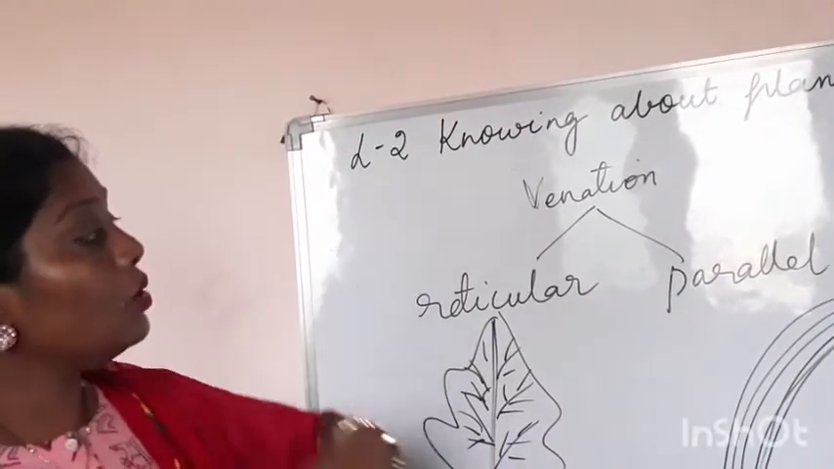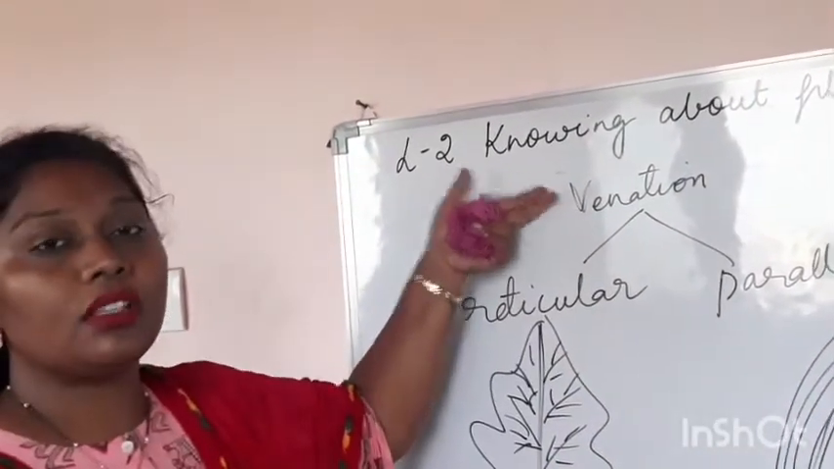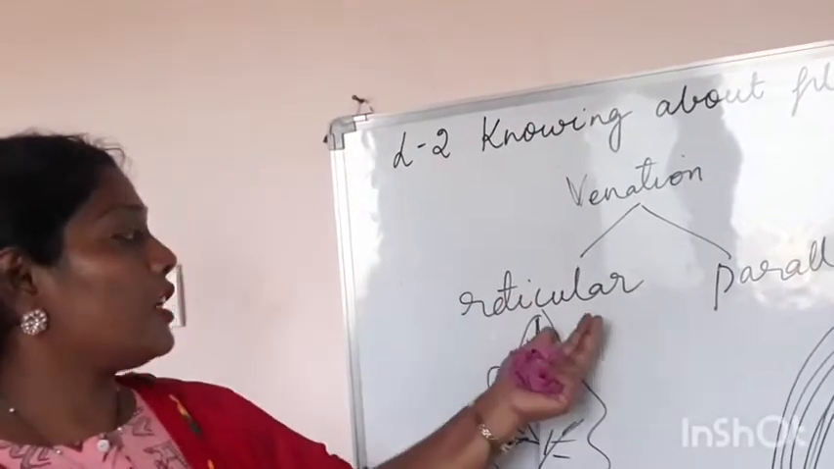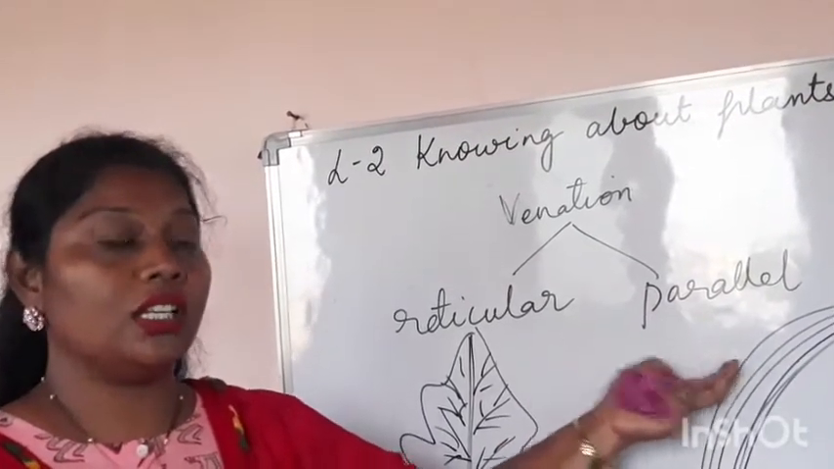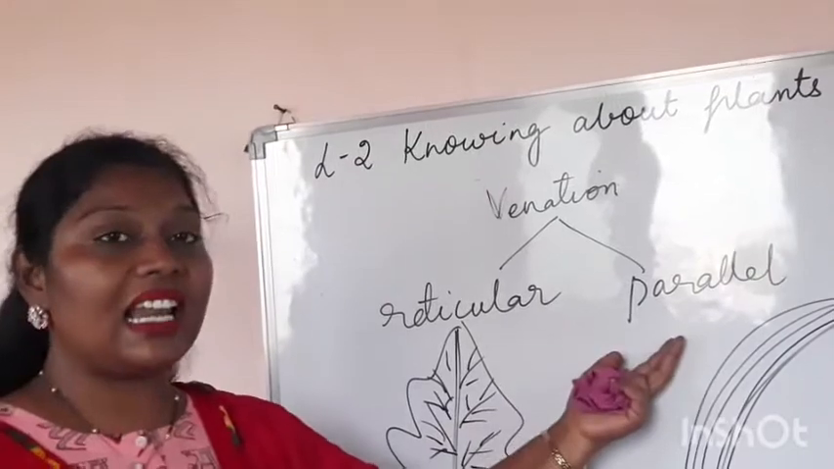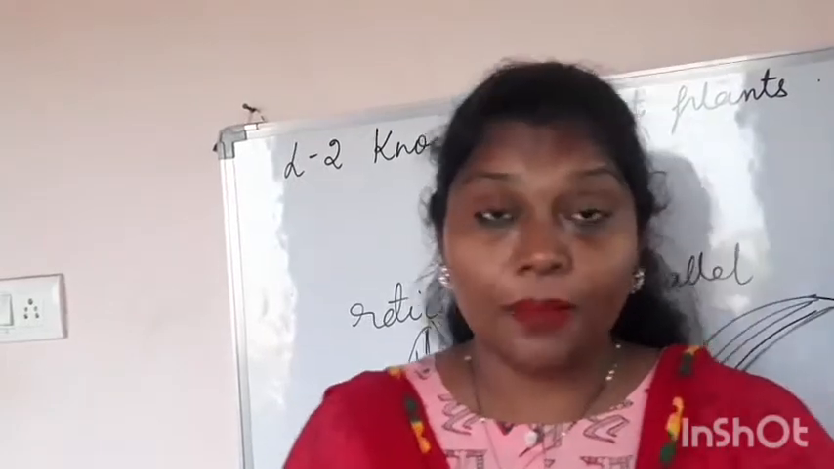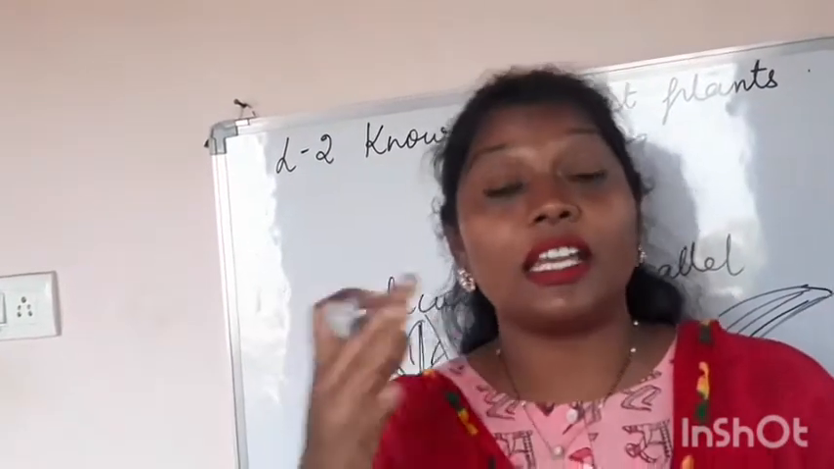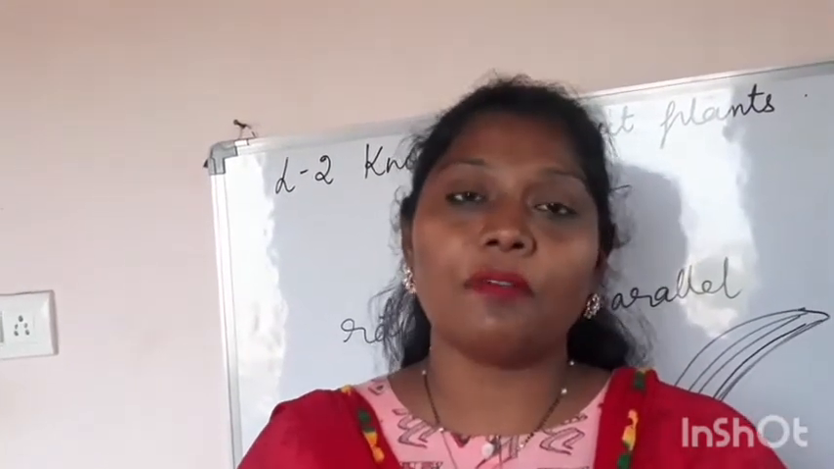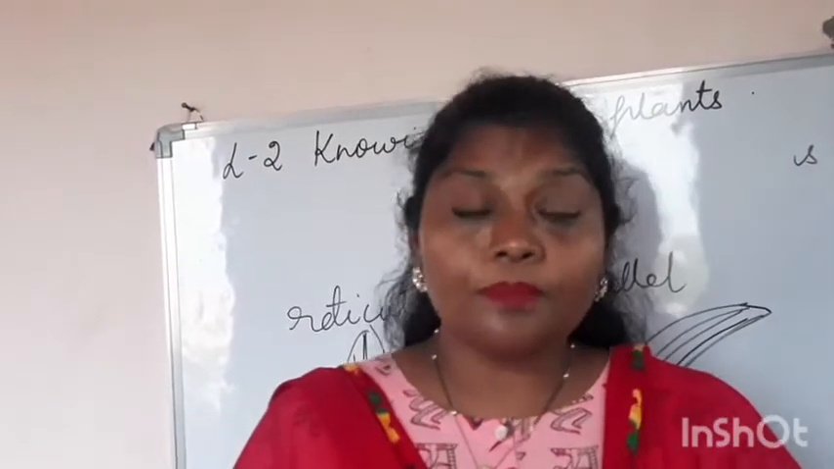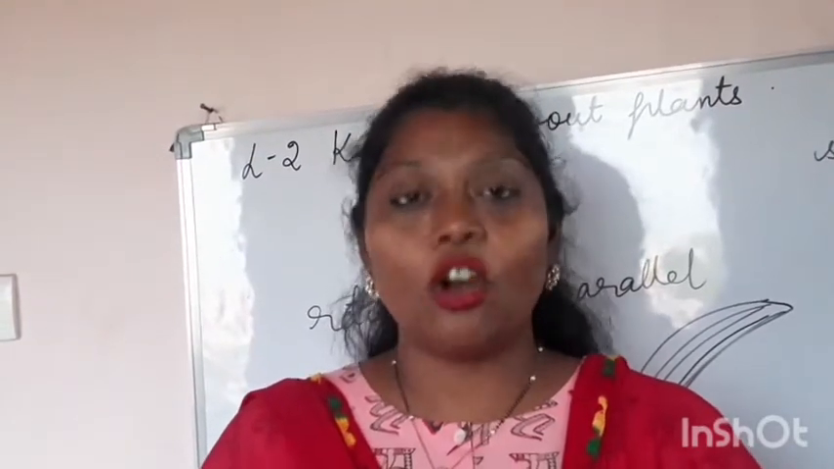Depending on how the veins are present in the leaves, the venation is of two types. First one, reticular venation, and the second one, parallel venation. So children, I hope that you have understood what is venation and what are the different types of leaves that we can observe, what is the size or shape or the arrangement of the veins in the leaf, and also what are the different parts of the leaf that we can see or observe.